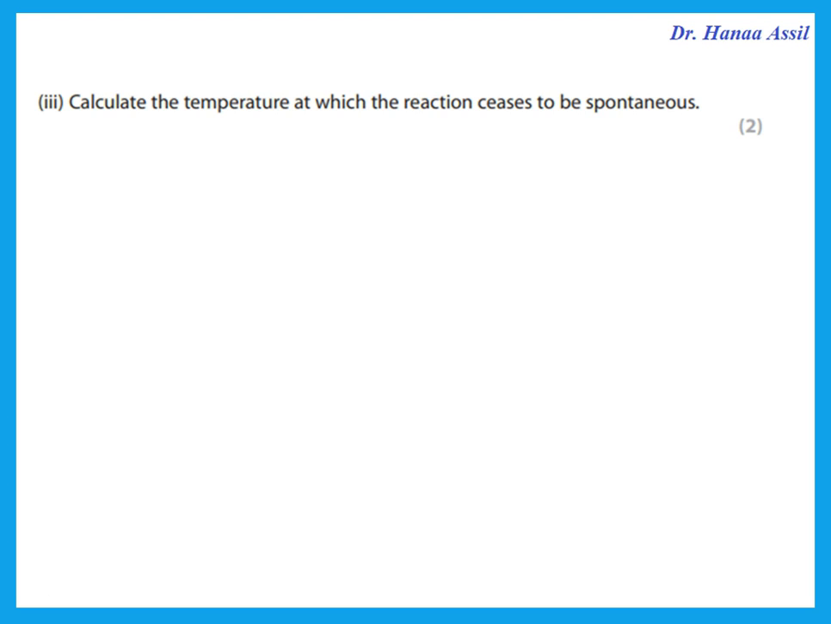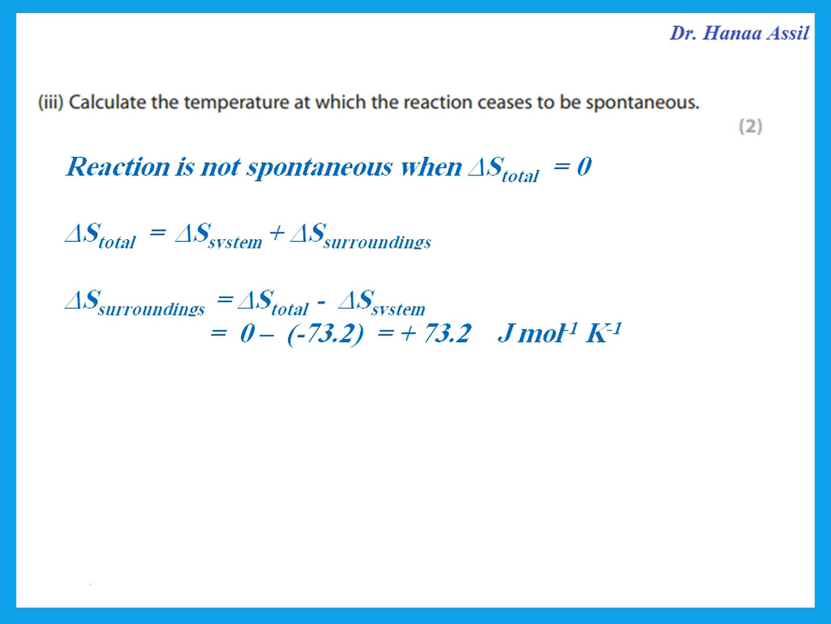Calculate the temperature at which the reaction ceases to be spontaneous. Again, we said a reaction is not spontaneous when delta S total is 0. So the reaction ceases to be spontaneous when delta S total is 0. So I can use that to get the delta S of the surroundings. Delta S of the surroundings will be the delta S total minus the delta S system, which we calculated previously.